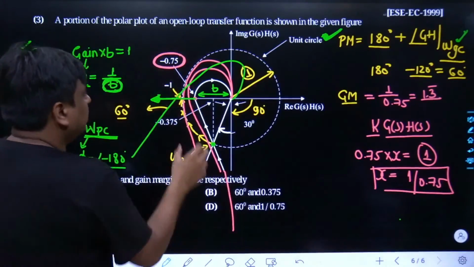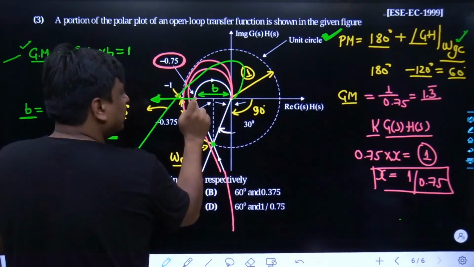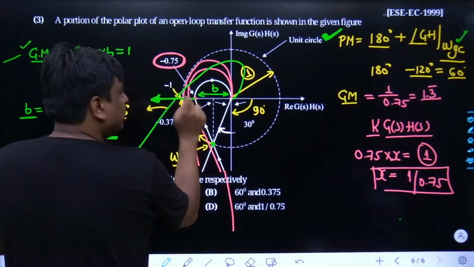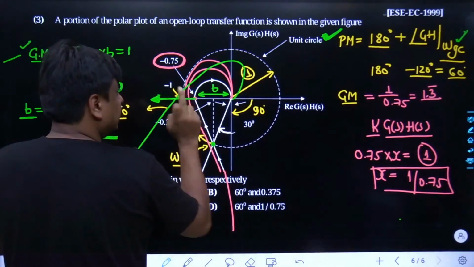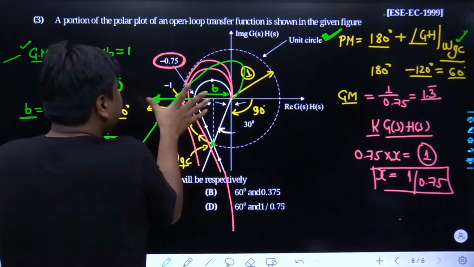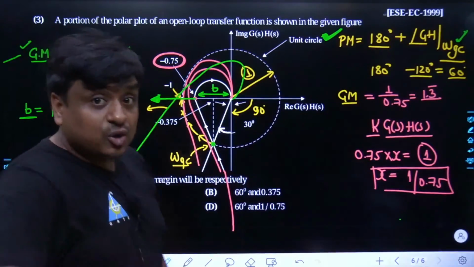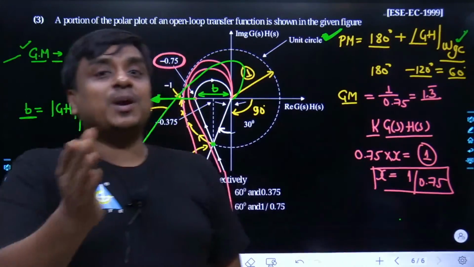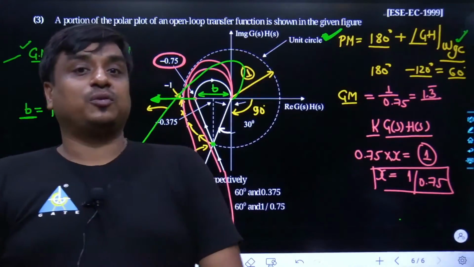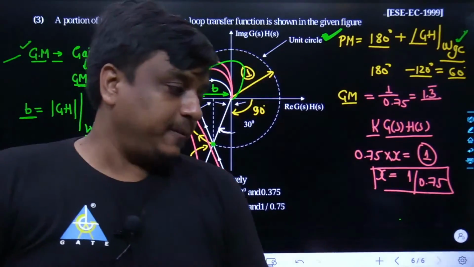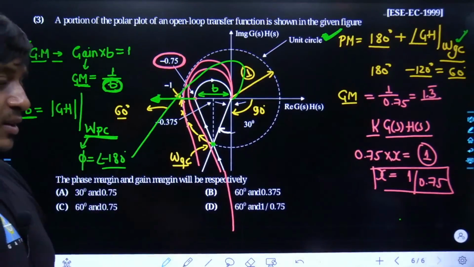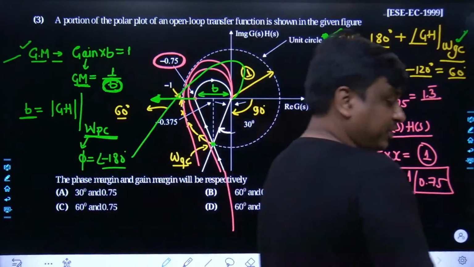That is why I take the reference of this operating frequency, and this operating frequency is the frequency at which the angle offered by the system is minus 180 degrees. So the gain margin would take the reference of the phase crossover frequency, and similarly the phase margin would take the reference of the gain crossover frequency. So this has been the basic concept behind the gain as well as the phase margin.